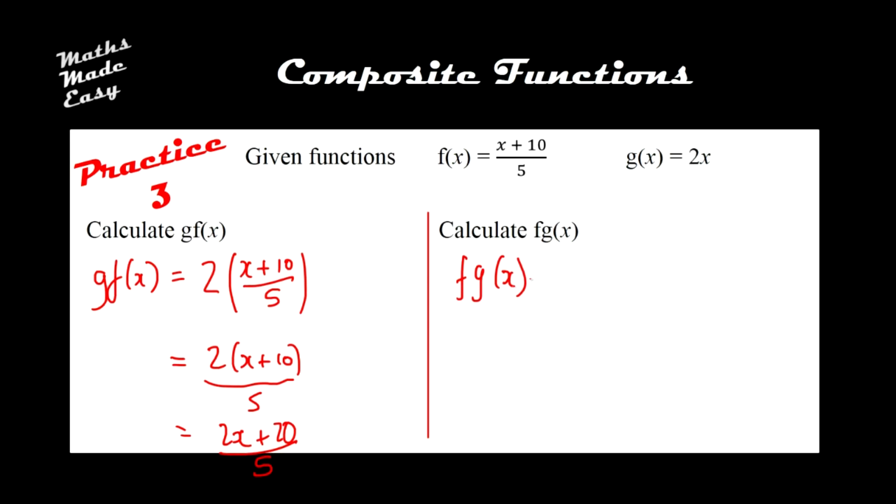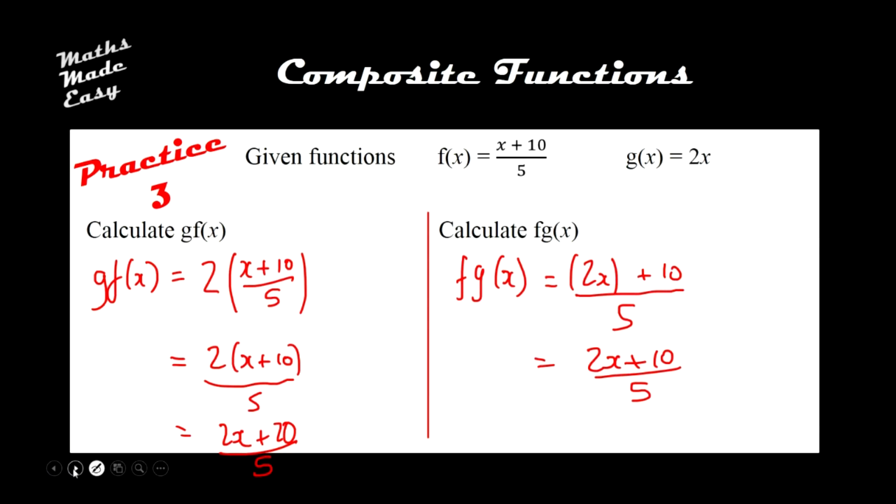fg of x, we take the f function, which is x plus 10, and everywhere there's an x, I write 2x. So I've got 2x plus 10 over 5, which is simply 2x plus 10 over 5. That completes this video on composite functions.